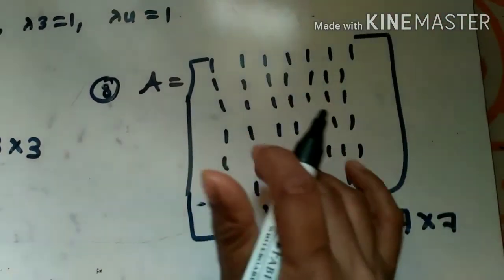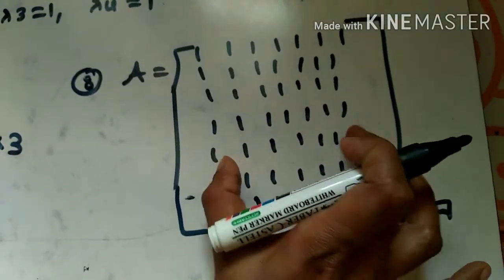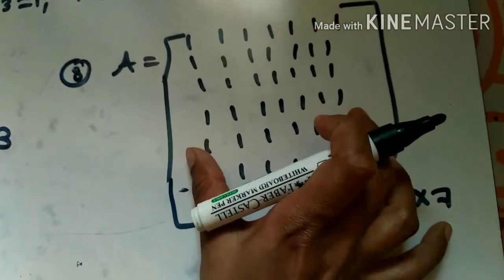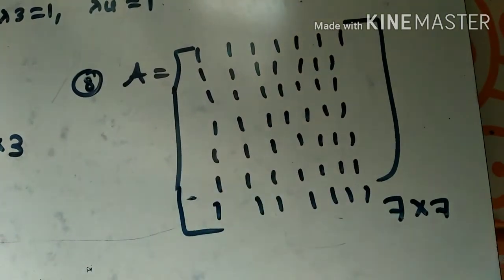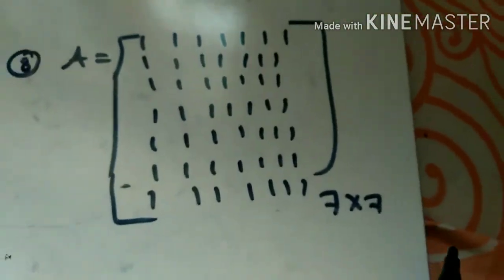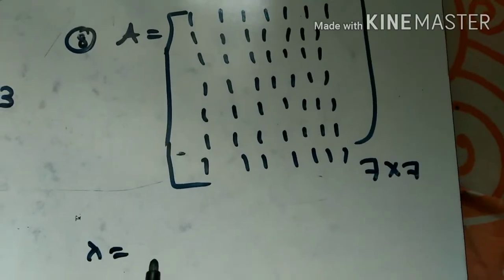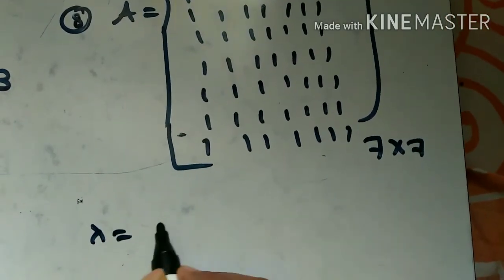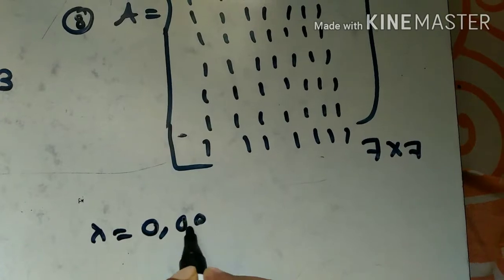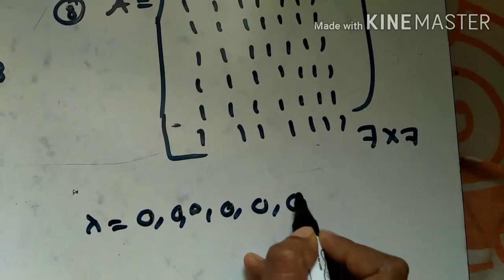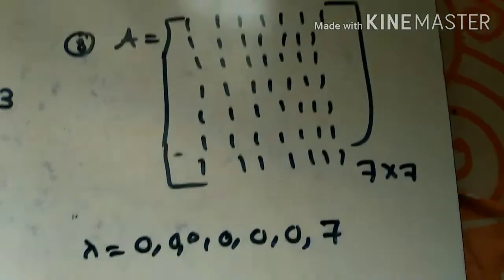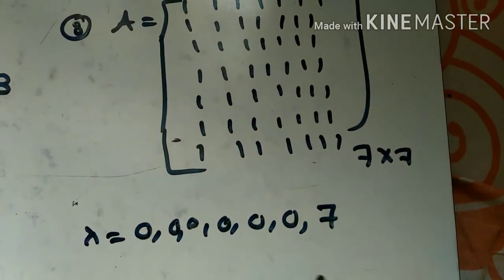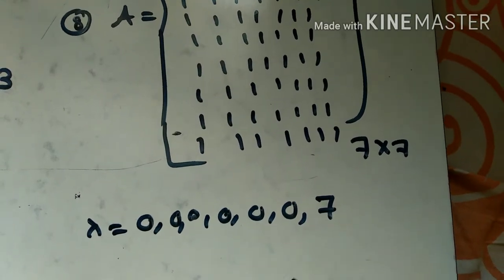Here also all elements are the same, that is nothing but 1. So for this also, first write all 6 lambda values as 0: 1 2 3 4 5 6, and the last eigenvalue is nothing but the order of this matrix, that is 7. If you want, you can try it, guys. You will get the same answer.